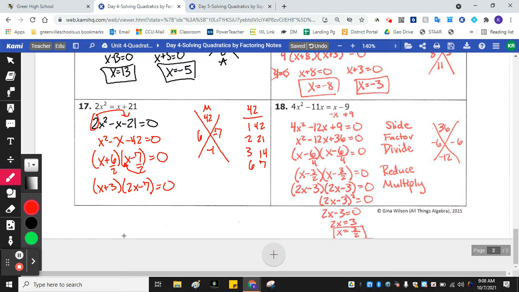2 goes with x. X plus 3 equals 0. X equals negative 3. 2x minus 7 equals 0. 2x equals 7. X equals 7 halves.